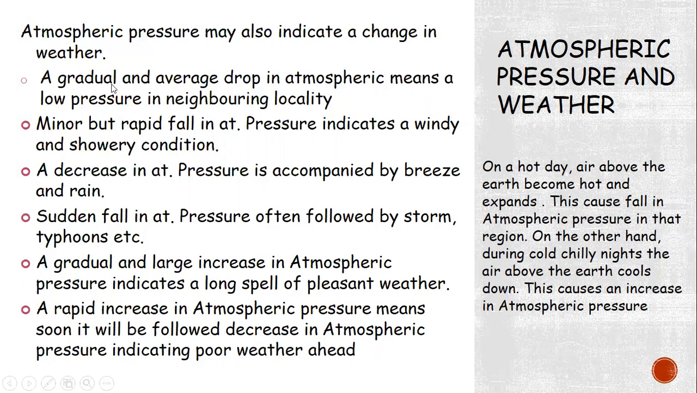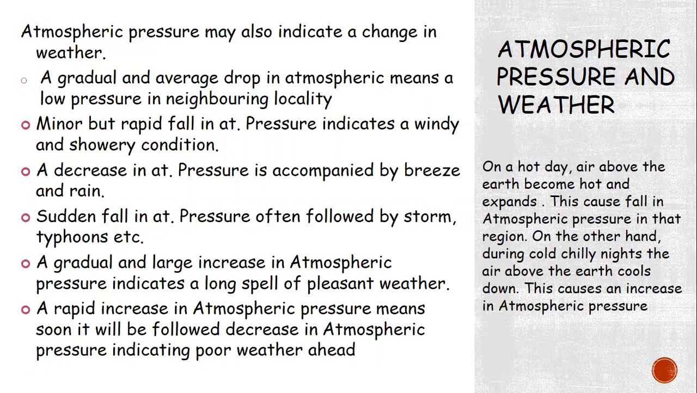So what happened? We see that a gradual and average drop in atmospheric pressure means a low pressure in the neighboring locality. A minor but rapid fall in atmospheric pressure indicates a windy and showery condition. A decrease in atmospheric pressure is accompanied by breeze and rain. A sudden fall in atmospheric pressure is followed by storms and typhoons.